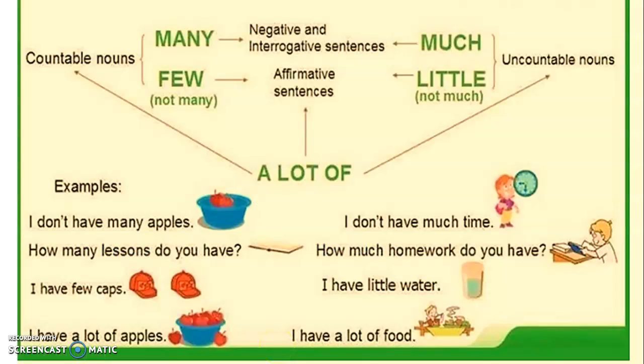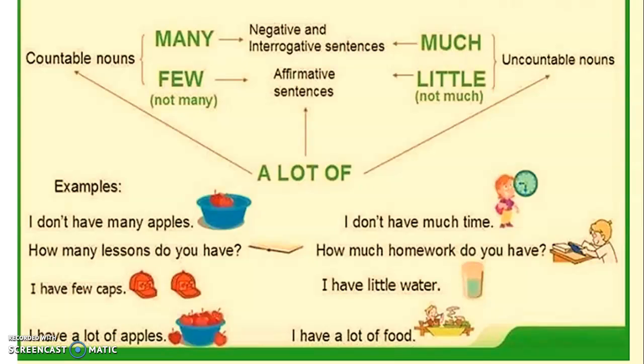So here is an example. In the case of countable nouns that answer questions about how many, we have: I don't have many apples. Apples are countable nouns. How many lessons do you have? I have a few cups. Cups are countable. I have a lot of apples. Of course we can count apples.